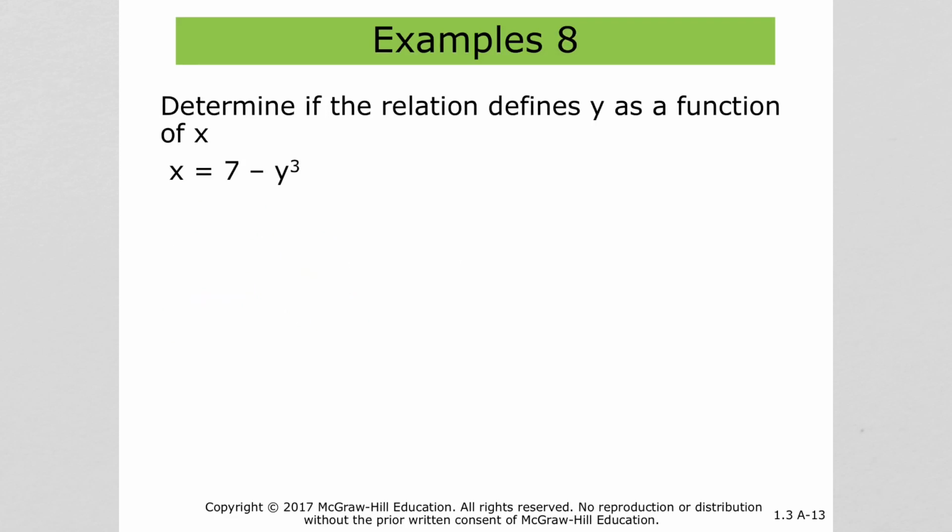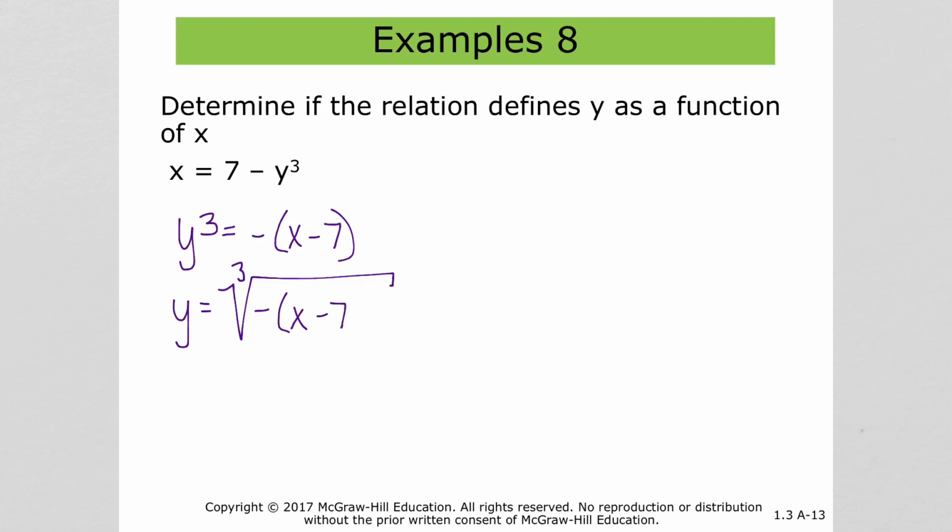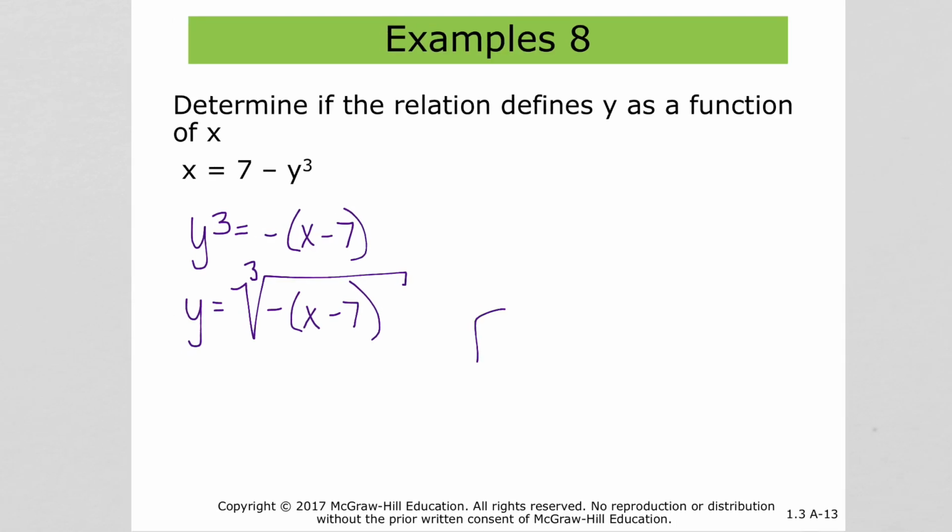This one, if we solve for y, we've got y cubed equals -x minus 7. And we can take the cube root of each side to get the cube root of -x minus 7. When you take a cube root, you don't have positive or negative because the cube root of a negative number won't be the same as a positive. So this one is a function.